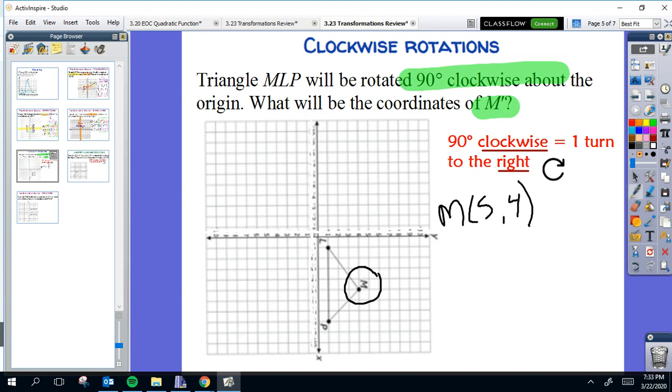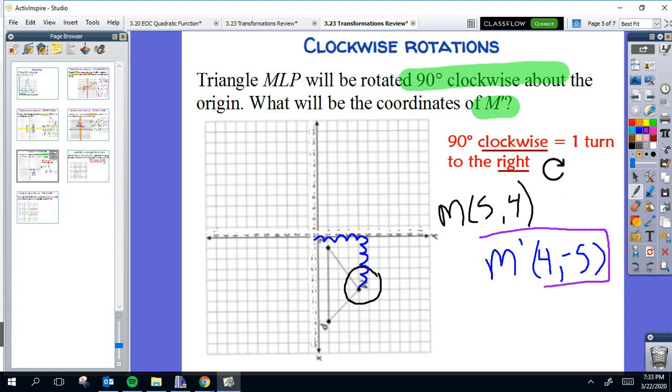Taking a look at my m value, I can see that it is 1, 2, 3, 4 across the x-axis, and it goes down 1, 2, 3, 4, 5. So my coordinates for m prime are going to be positive 4, negative 5. That's because I am disregarding the numbers that were there originally and just looking at where it is after I rotate it. So my new coordinates, or m prime, are going to be 4, comma, negative 5.